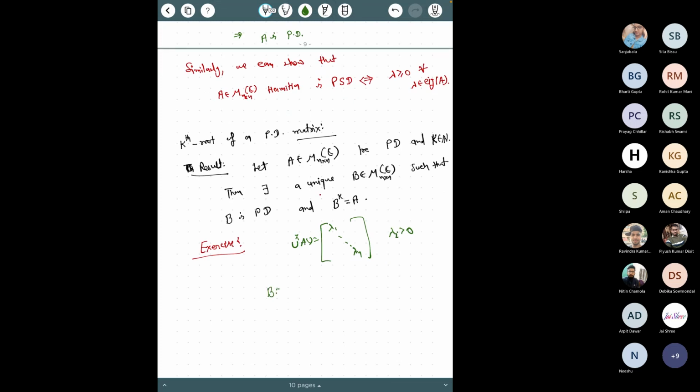So one choice of B is you just consider B equal to U D to the power 1 by K U star. D to the power 1 by K is lambda 1 to the power 1 by K and so on. This is clearly a positive definite matrix because it is unitary, it is Hermitian, and all eigenvalues are positive, so it is positive definite. And also when you do B to the power K, it gives you A. So it gives you the existence. Then you have to prove the uniqueness also. That also one can prove. So you try to prove this, okay?